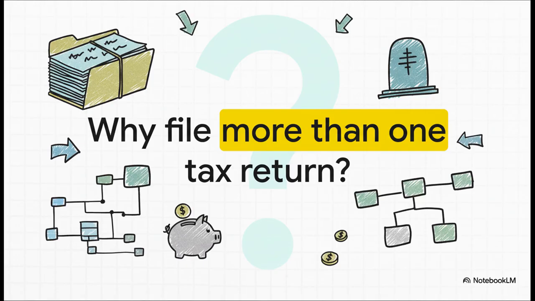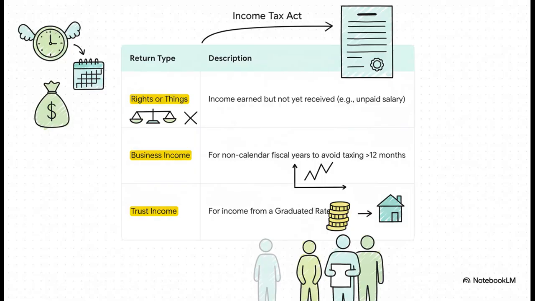Well, the answer is found in the very structure of our tax system. You see, the Income Tax Act actually lets a legal representative file several optional, or what we call elective, returns. The most common one is the rights or things return. This is for income that was earned and owed to the person but just hadn't been paid yet when they died. There are others too for specific cases like business income or income from a trust. Each one of these returns essentially creates a brand new, separate taxpayer for just that slice of income.